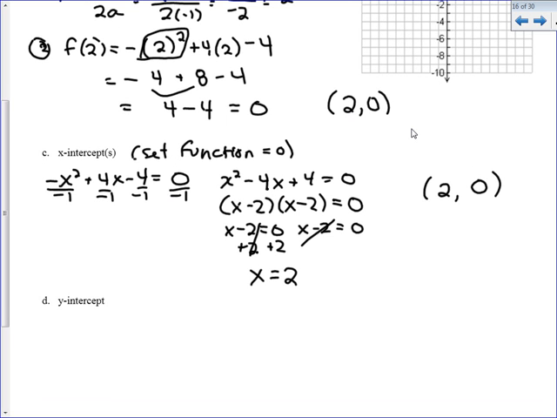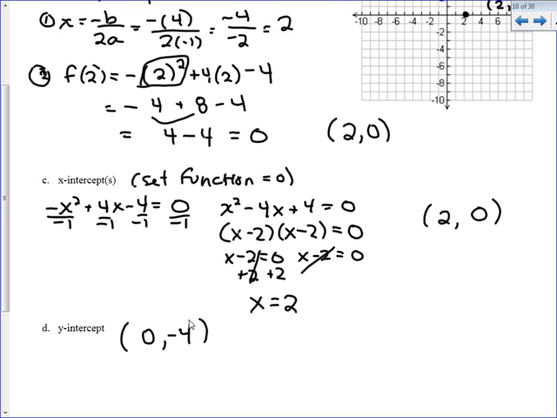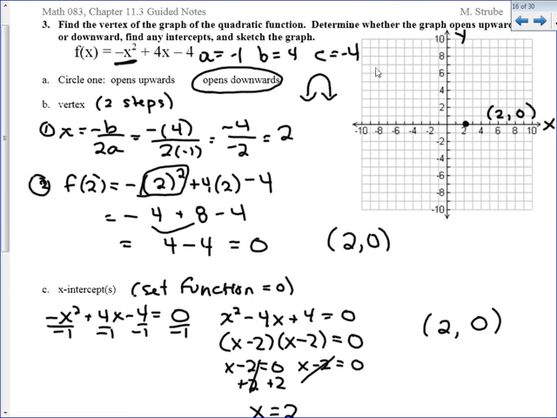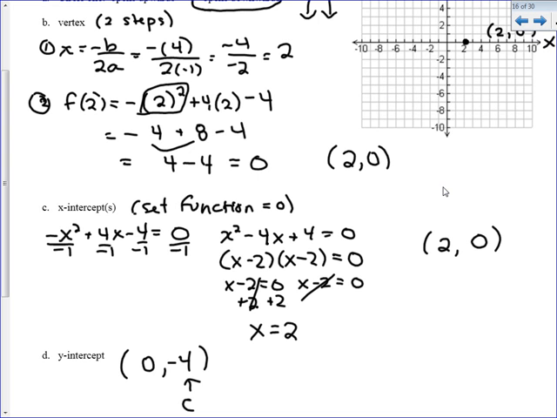So what's my y-intercept for this graph? What do you say, Sarah? 0, negative 4. Yep, make sure you have it as a point. Your x value is 0. This value right here is just your c from above. So whatever c is goes in your pair for your y-intercept. So my y-intercept is at 0, negative 4.